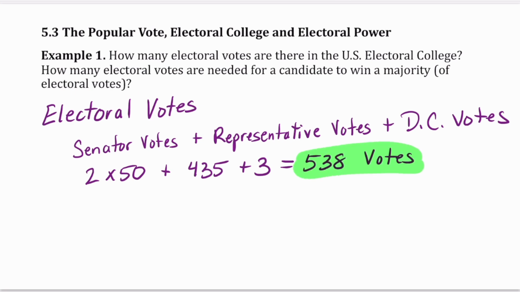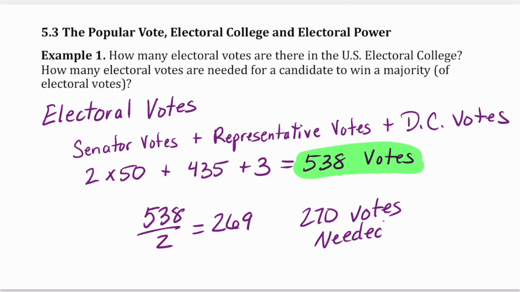The second part says how many electoral votes are needed for a candidate to win majority. We know that majority is more than 50%, so we need to first find out what is 50% of 538, which gives us 269, and we want more than that, so we'll go up 1 vote to find that we need 270 votes to win the majority of electoral votes.